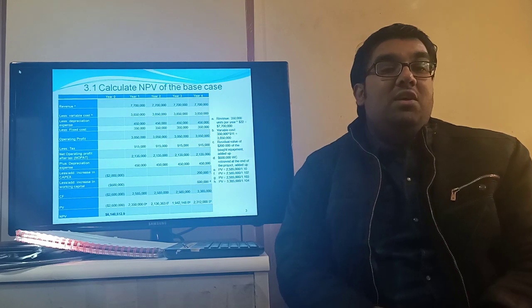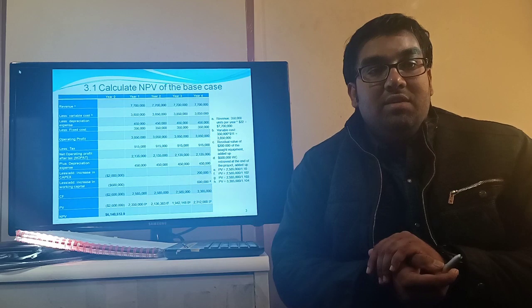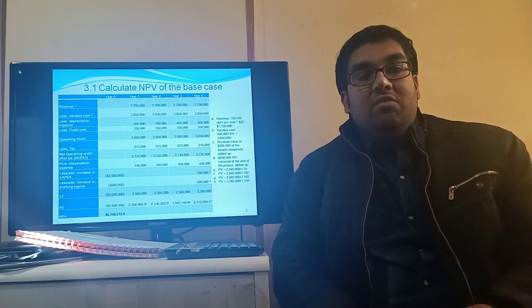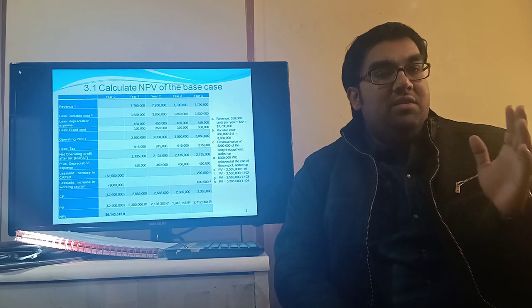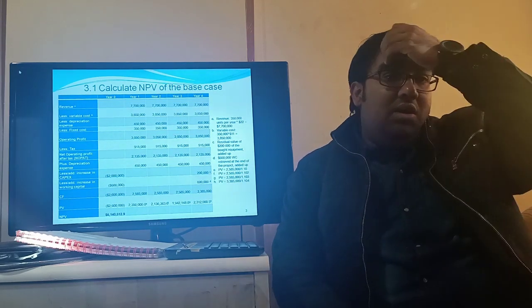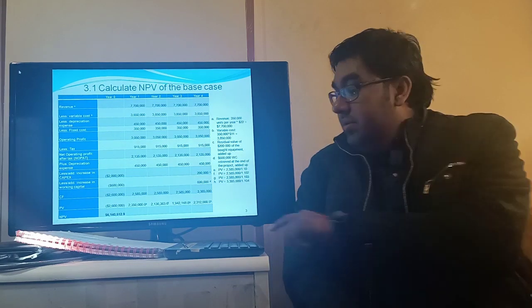By applying the discount rate, we obtained the present value of cash flows. The net present value was then calculated using the NPV formula in Microsoft Excel, which added all the present values from year 1 to year 4 and subtracted the initial investment. The NPV of the base case was $6.14 million.